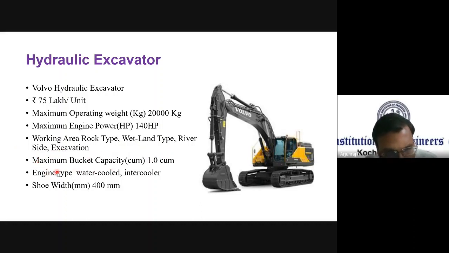Here, the maximum bucket capacity, you also need to select the capacity of this. So here, the maximum bucket capacity is going to be 1 cubic meter. The engine type is going to be water cooled with intercooler, and you have the shoe width below this, and the width is going to be 400 mm.